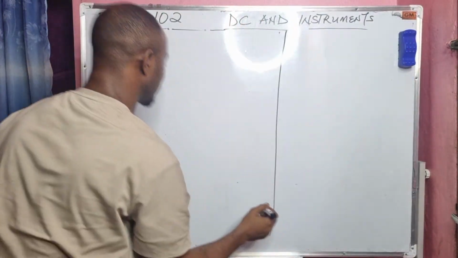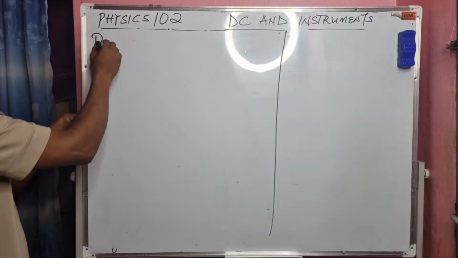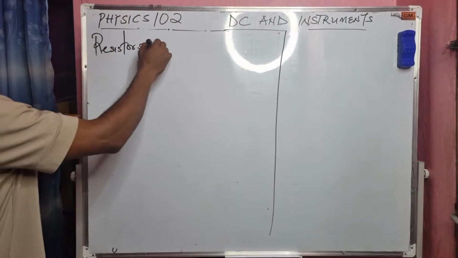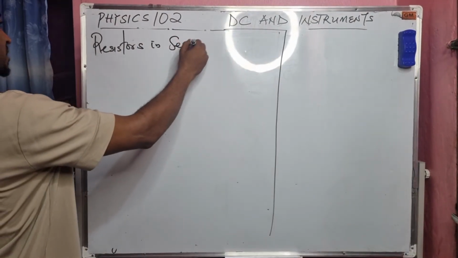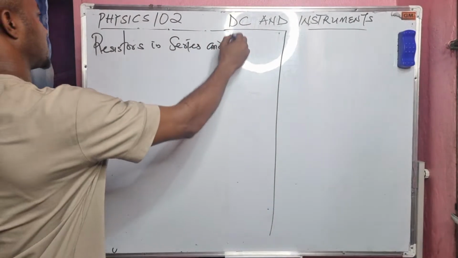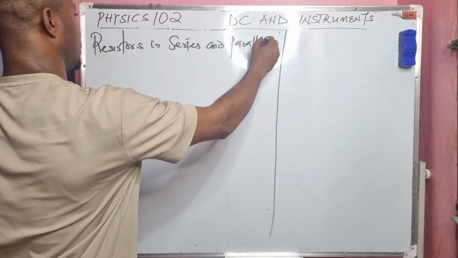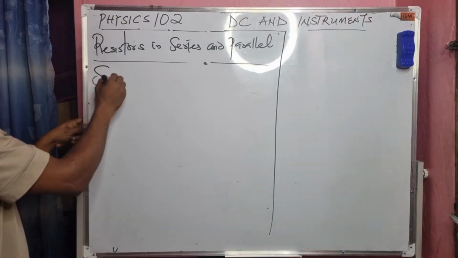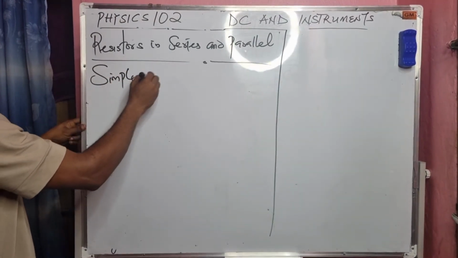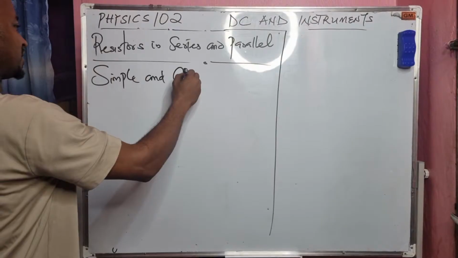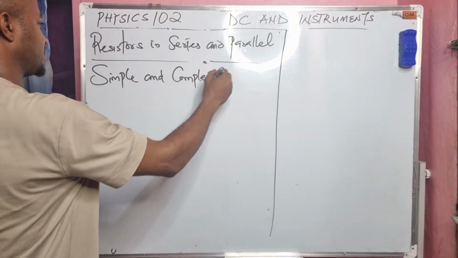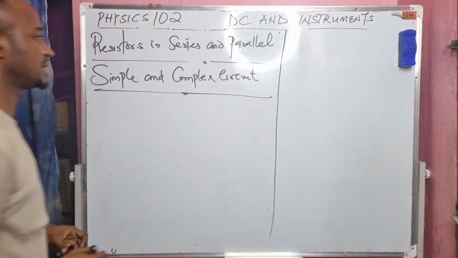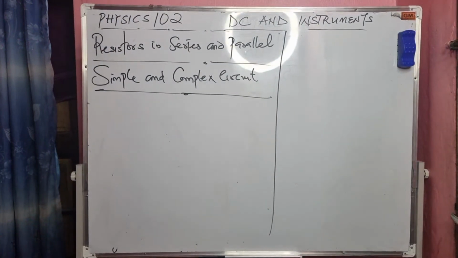The next thing I want us to look at is what we call arrangement of resistors: resistors in series and in parallel. We shall consider two different circuits, simple and complex circuits.